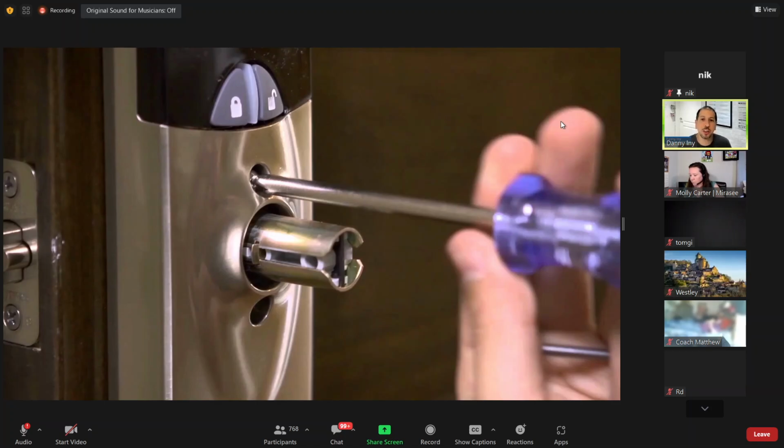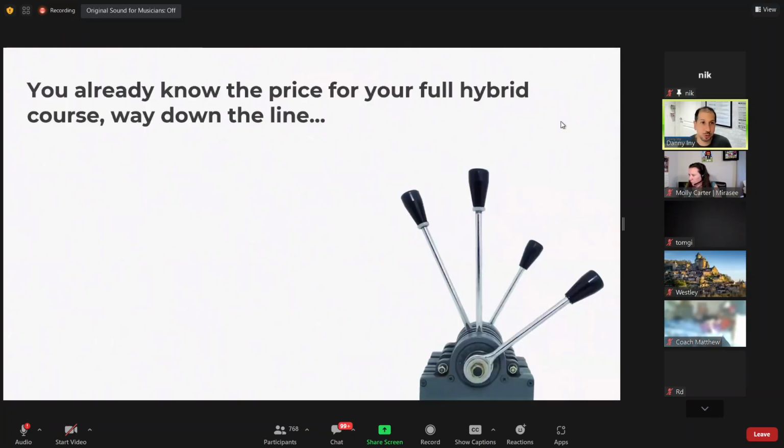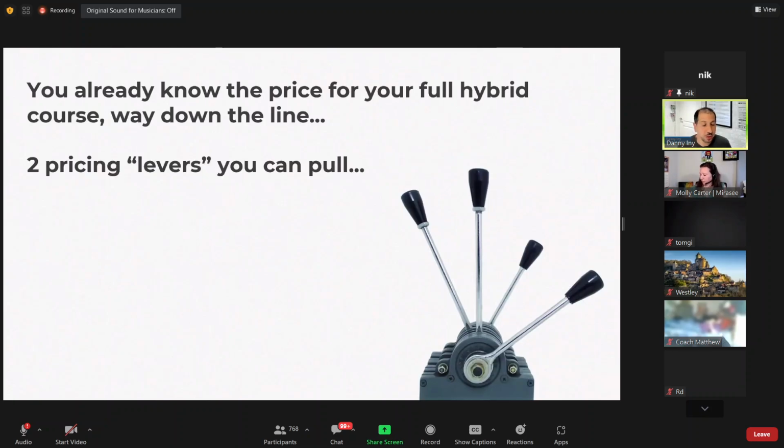So with that as context, let's talk about how we figure out the price for your first run at your hybrid course, which we call the pilot. Now, you already know the price for your full hybrid course way down the line. And there are two pricing levers that you can pull. The first is the proportion of content and outcomes. So your pilot, your first run is going to be much less thorough, much less complete.